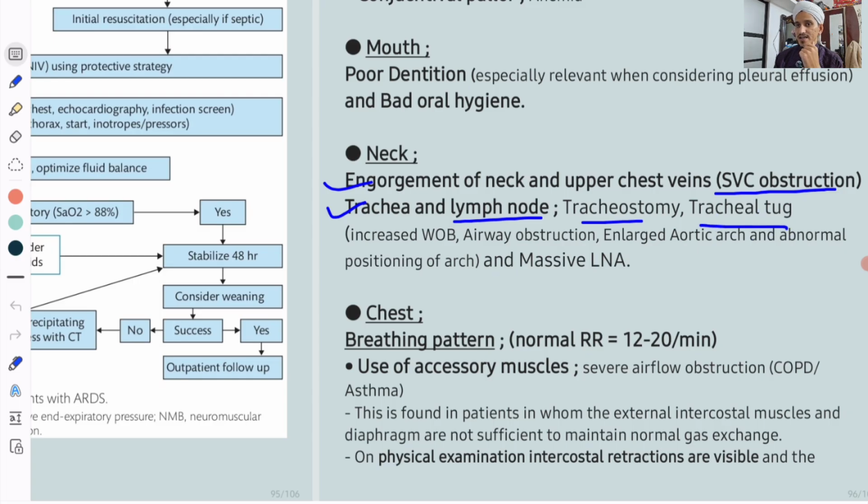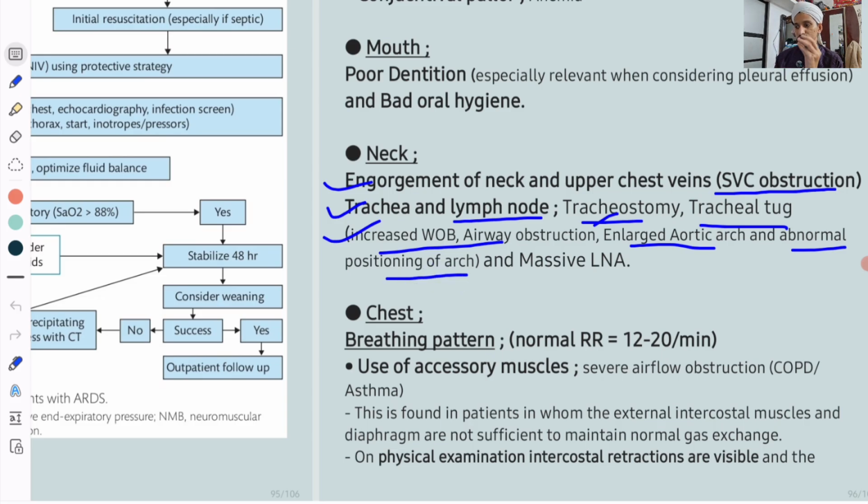What is tracheal tug? Tracheal tug is movement of the trachea downward during inspiration. This is seen due to excessive negative intrathoracic pressure, which can be seen in increased dyspnea and increased work of breathing. When there is severe breathlessness, you can see tracheal tug. Or when there is large airway obstruction, there is negative intrathoracic pressure that will pull the trachea down. And aortic causes can also cause tracheal tug. An enlarged aortic arch or abnormal positioning of the aortic arch will pull the trachea down. So these are the 4 causes of tracheal tug.